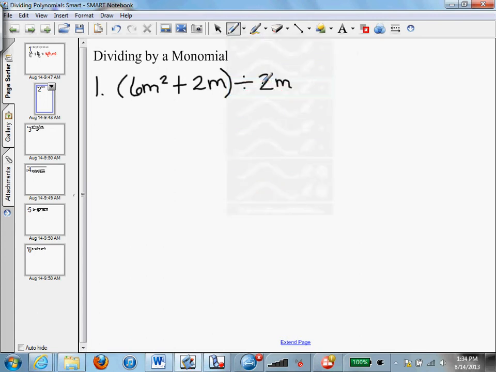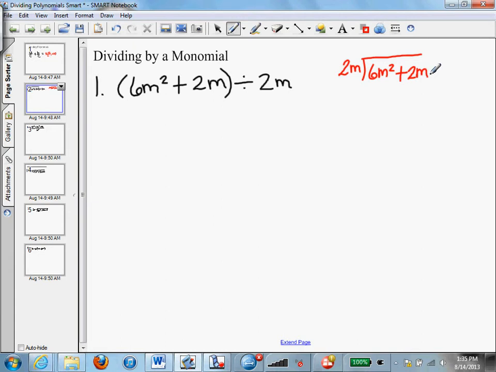Okay, so to start off, we have 6m squared plus 2m as one quantity, and we want to divide it by 2m. So to do that, we want to use long division. That's something you learned way back in elementary school, but we can still apply it at this level of math. So you can write it in long division as 2m, and then you have your bracket with 6m squared plus 2m inside. That's one way of writing it.